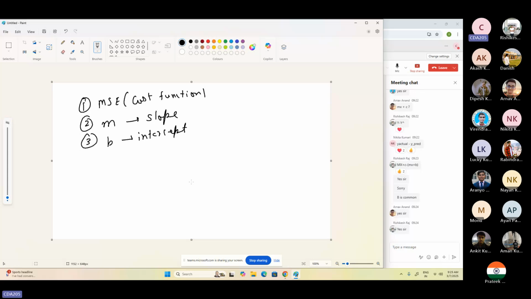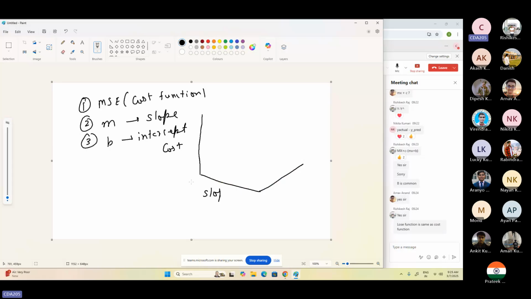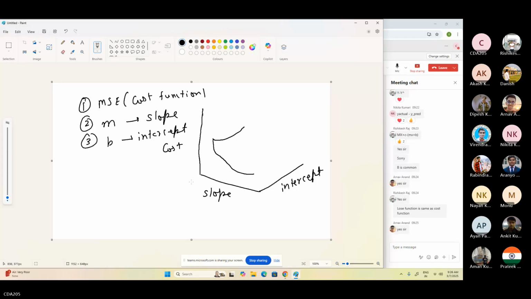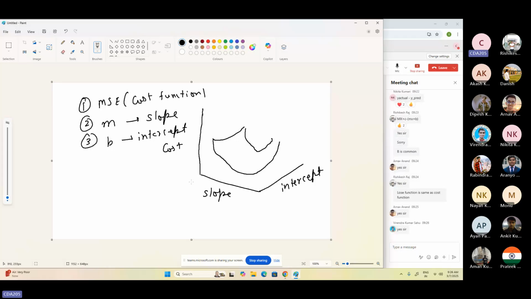So when we plot this, it will be like this. This will be the cost, this will be the slope, and this will be the intercept. Okay. Rishikesh, I will come to that, that is the difference between the loss function and cost function. Now you focus on the cost function part. So we have a ball like structure.